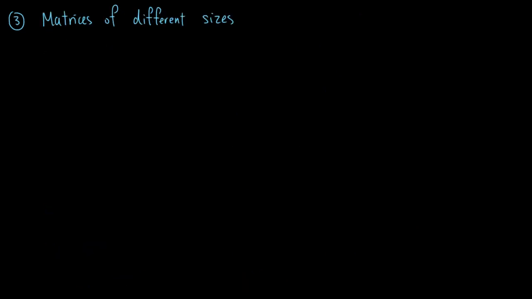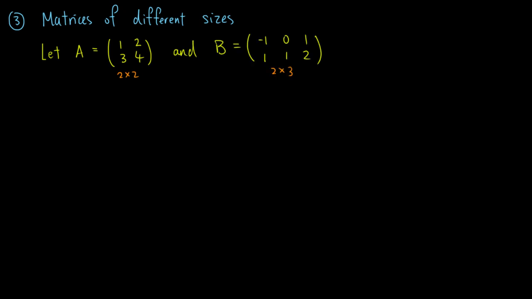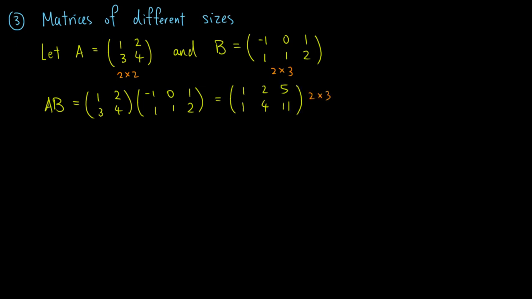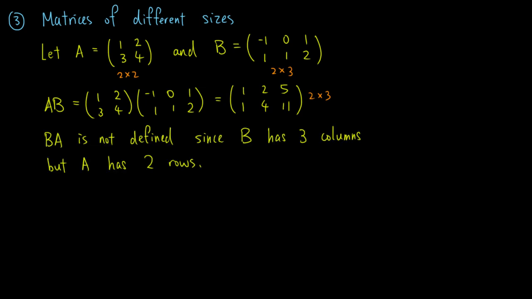For the third example, let's look at matrices of different sizes. Let A be the 2 by 2 matrix 1, 2, 3, 4, and B be the 2 by 3 matrix -1, 0, 1, 1, 1, 2. Then A times B is a 2 by 3 matrix. Its entries are 1, 2, 5, 1, 4, 11. Notice that B times A is not defined, since B has 3 columns, but A has only 2 rows.